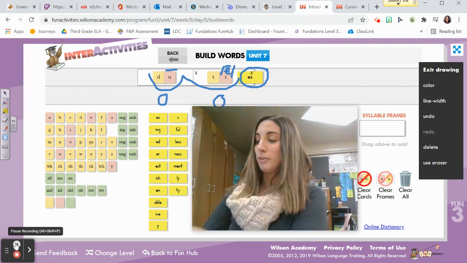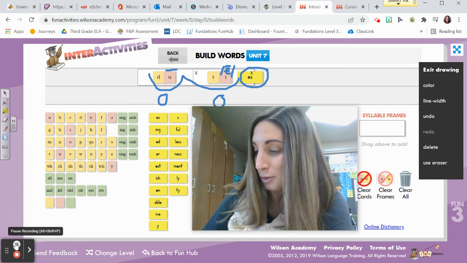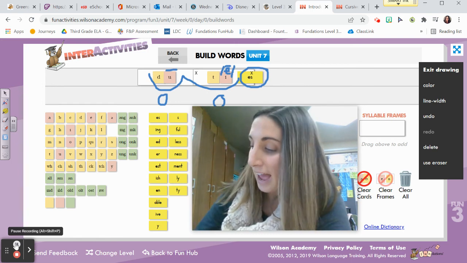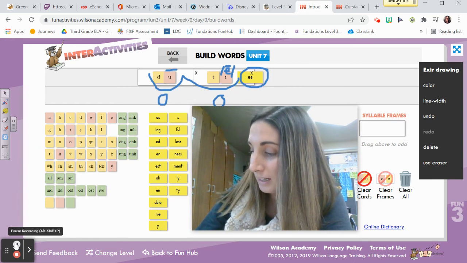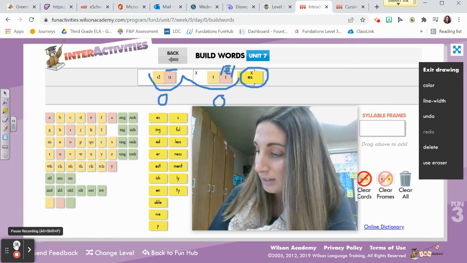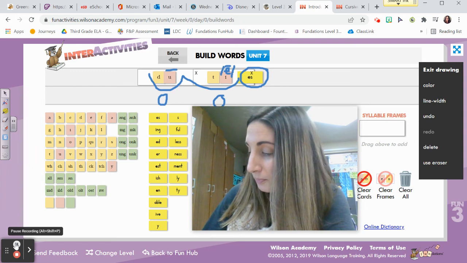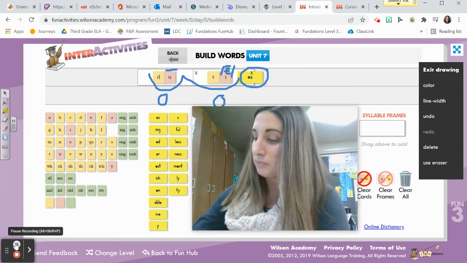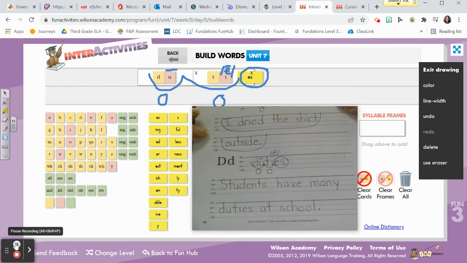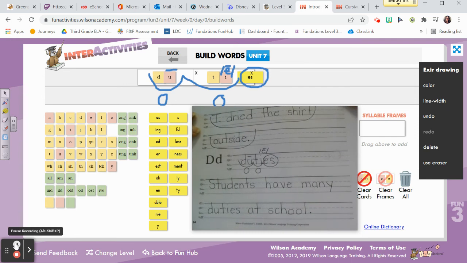Okay, for our sentence, we're going to write students, S-T-U, and then dents, D-E-N-T-S. Students have many duties at school. You have a lot of jobs and responsibilities. Students have many duties at school. Okay, check your spelling. There's a lot of trick words in there that you should know. Have, many, school. Students have many duties at school. Pause the video if you need more time.